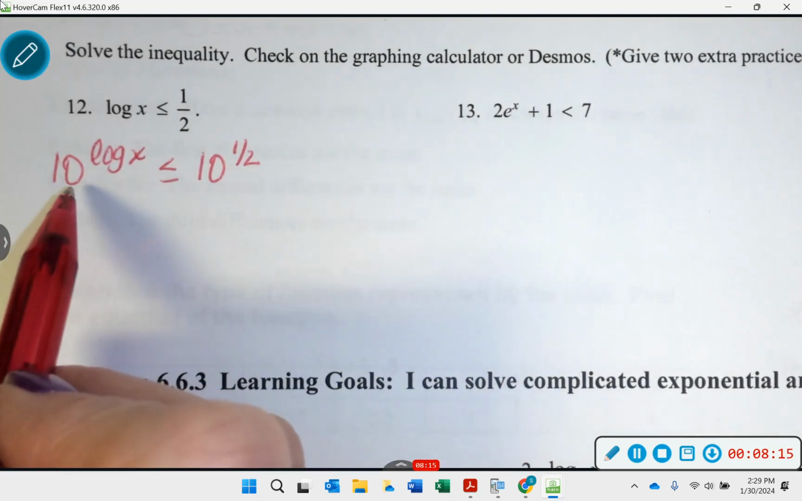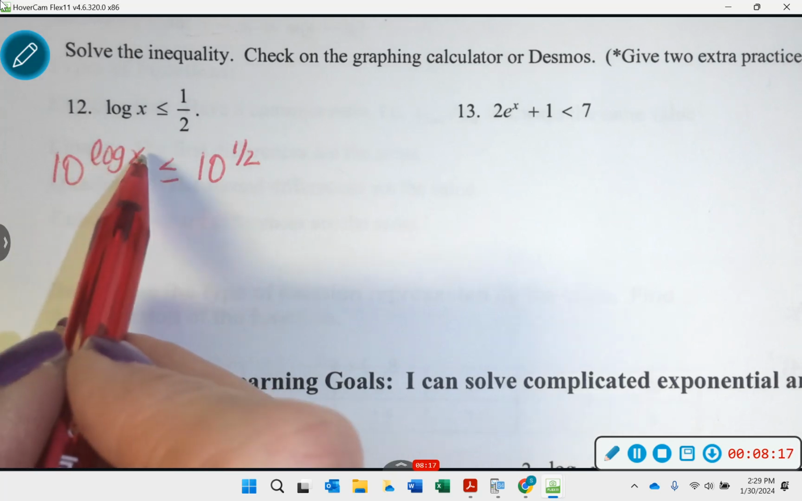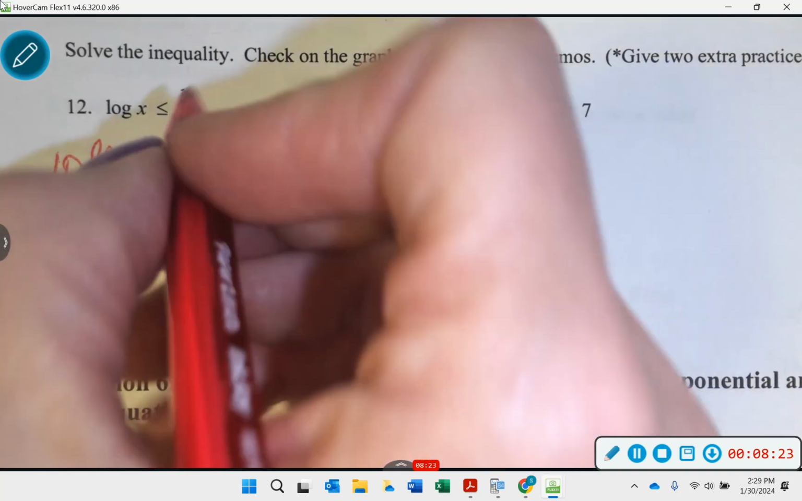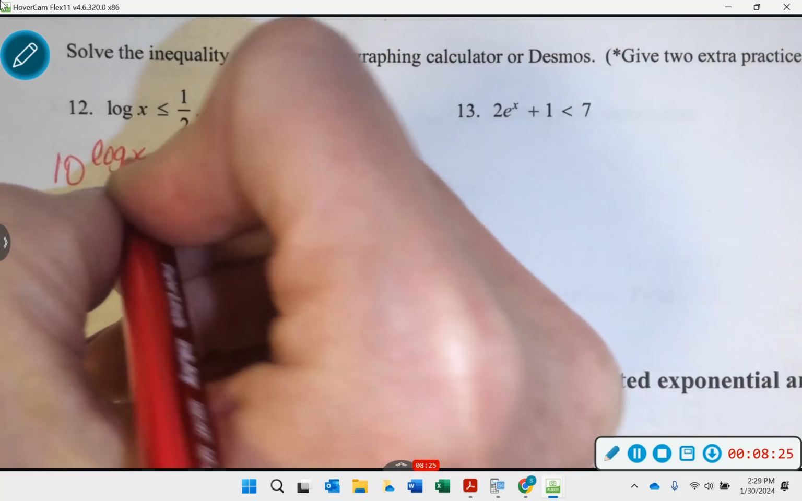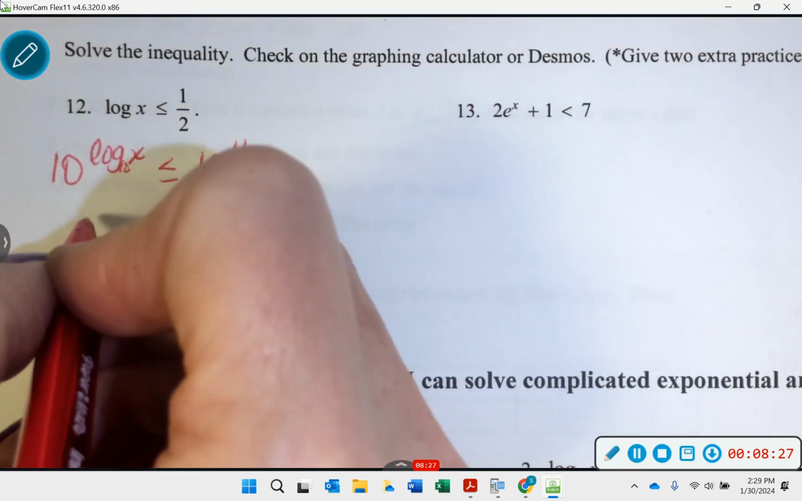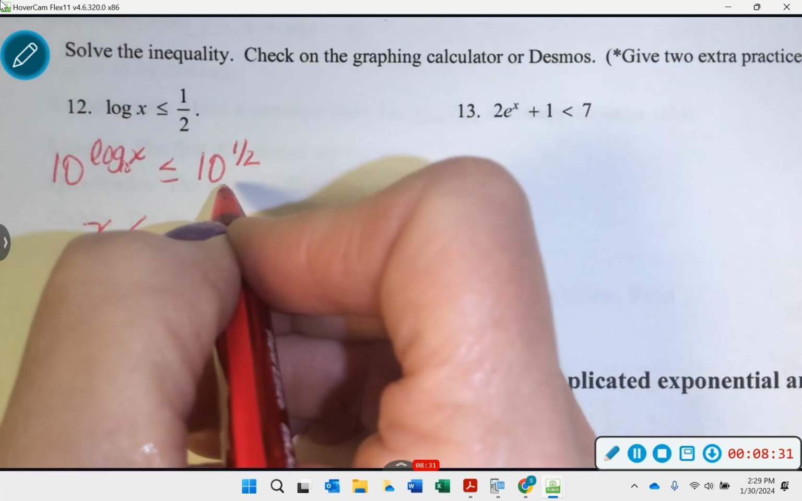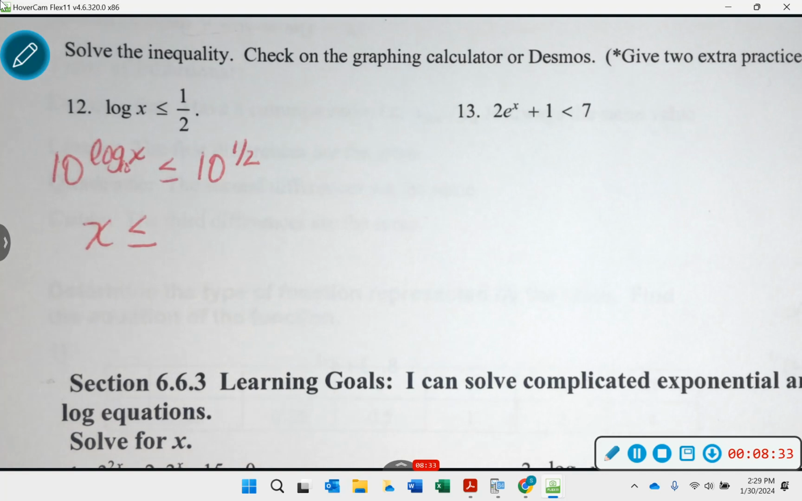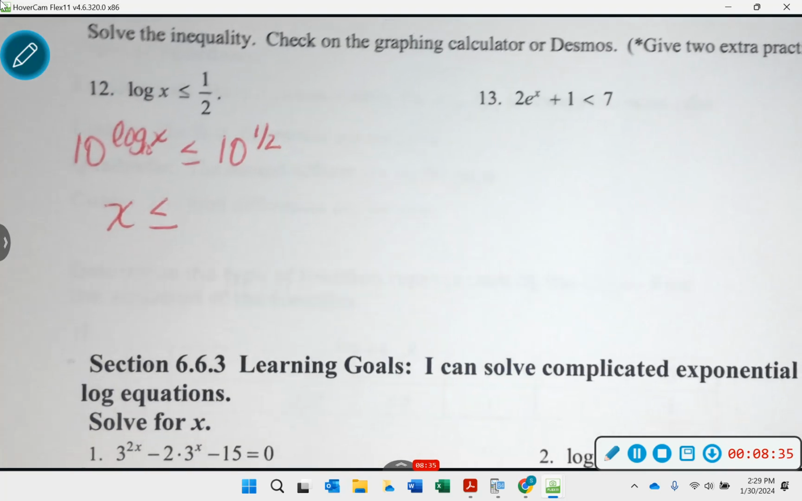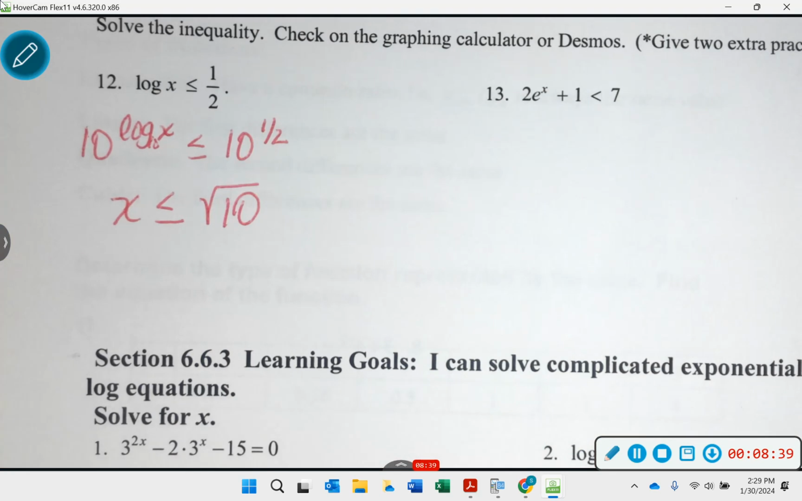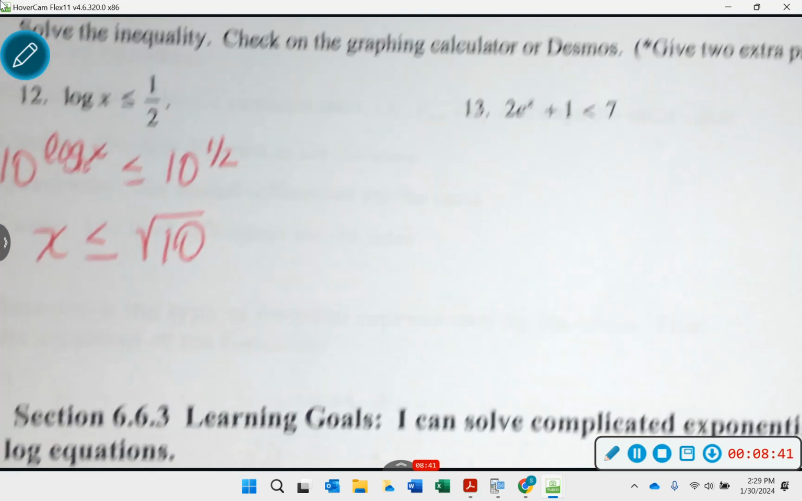What's another name for 10 to the log x? What's the base here on this log? So what's the answer going to be if there's really a 10 there? Just x. So this answer then is x is less than or equal to, and how could I also rewrite 10 to the 1/2? Square root of 10, right? So we're saying that's our answer.